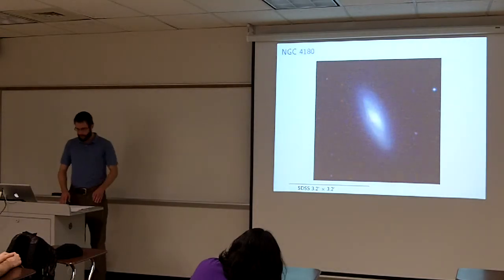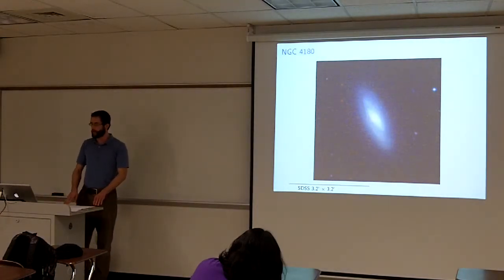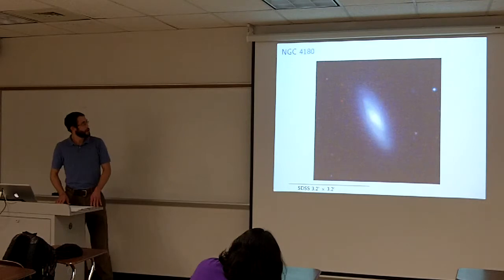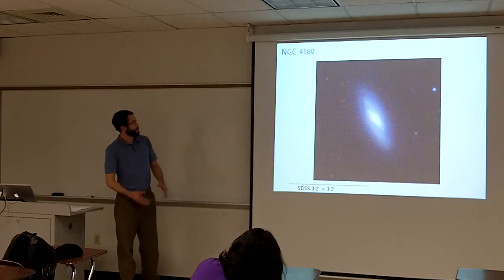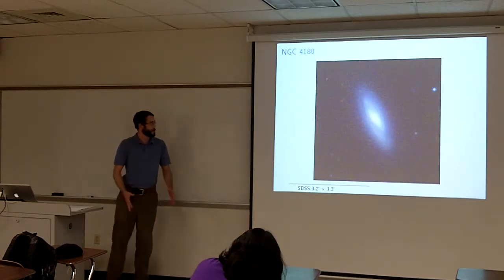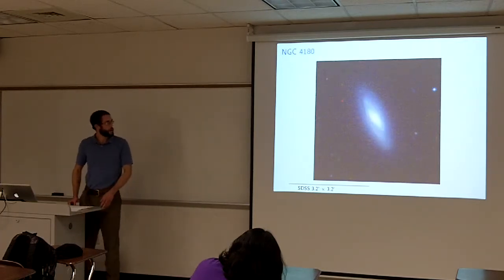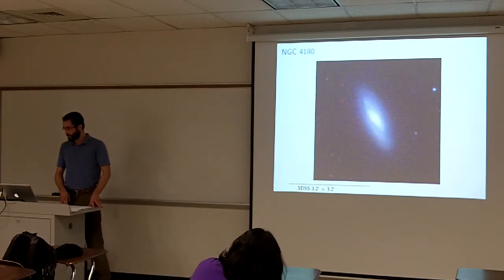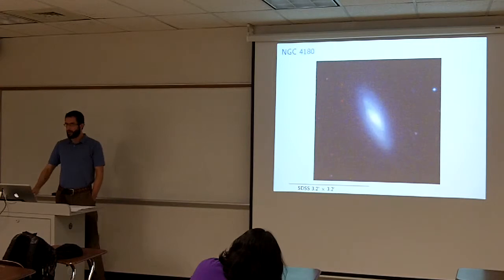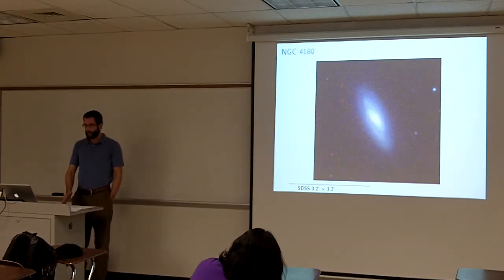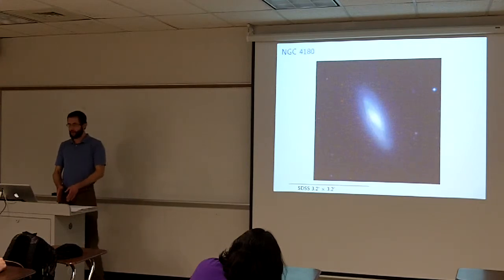So this is a Sloan Digital Sky Survey image of NGC 4180. It's 3.2 arc minutes by 3.2 arc minutes, and it covers pretty much the entire visible galaxy. The data that I have is focused on 5 arc seconds by 3.5 arc seconds.